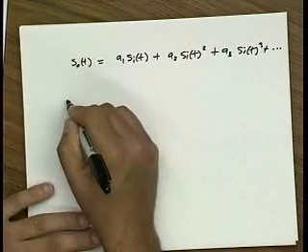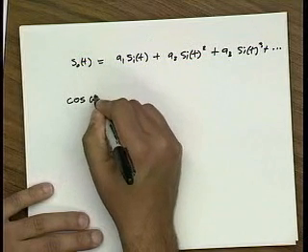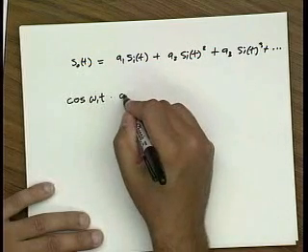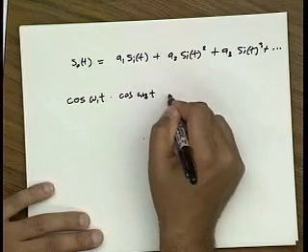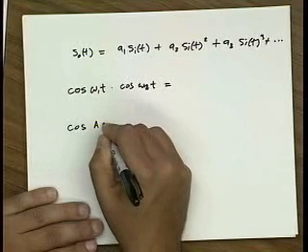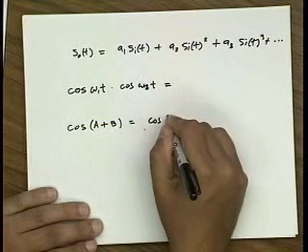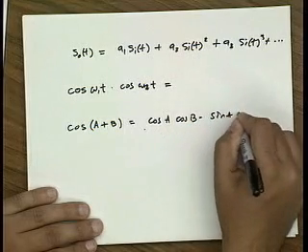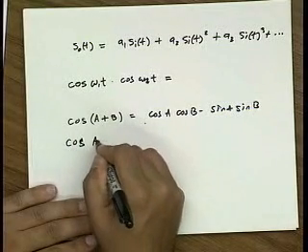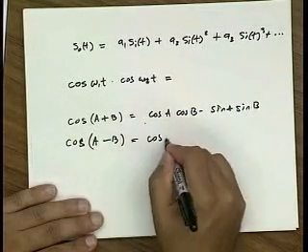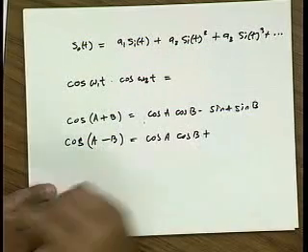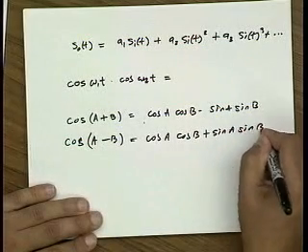Let's say our input is a simple cosine at some frequency, cosine omega 1. If I multiply this by cosine omega 2, I can use the trigonometric identity that cosine(A plus B) is equal to cosine A cosine B minus sine A sine B. That's from trigonometry. I can take this expression and plug in cosine(A minus B). That's also cosine A cosine B because cosine is an even function. But now, because sine is an odd function, I get plus sine A sine B.